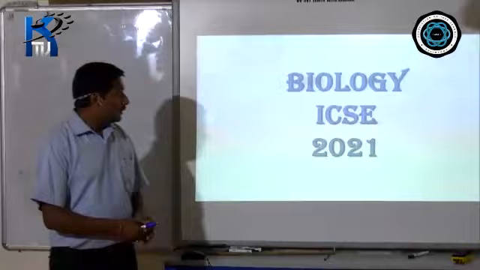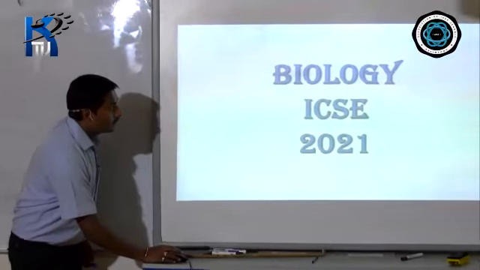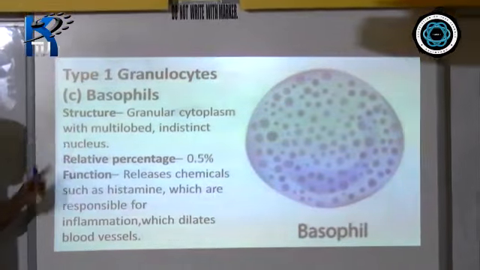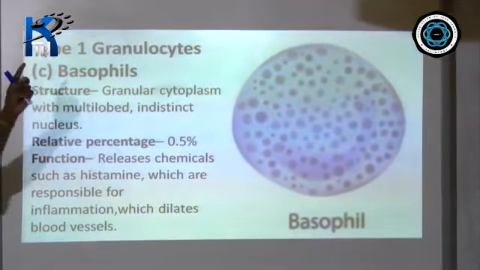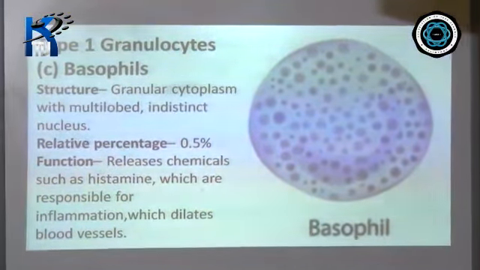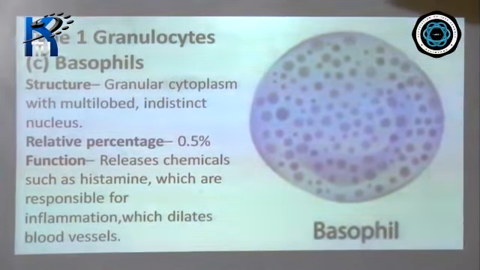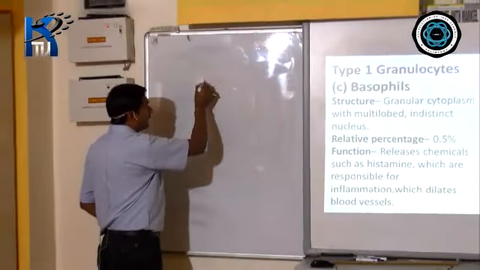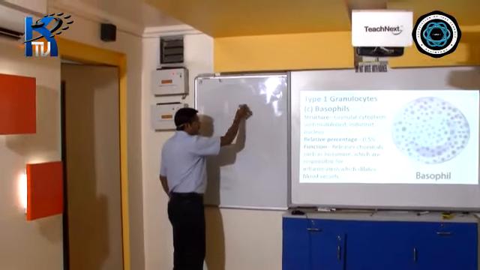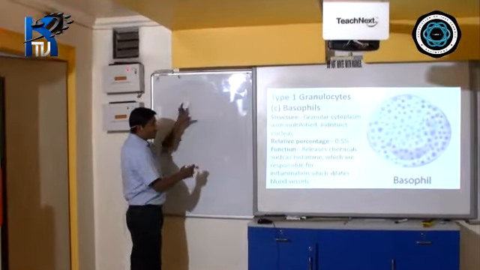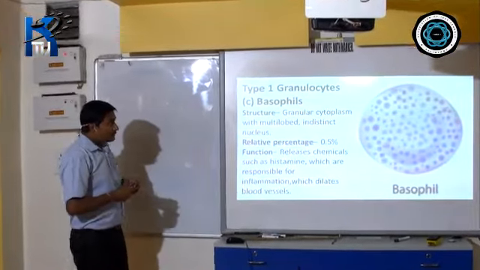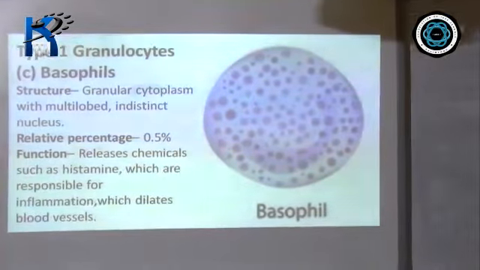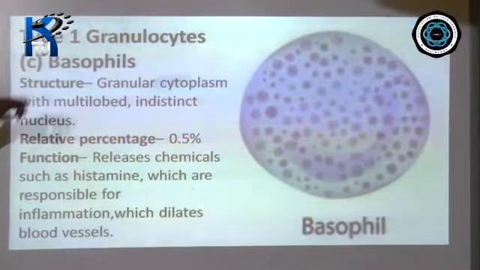Hello everyone. We'll be continuing with the circulatory system, and we were dealing with the granulocytes. So again, when I say granulocytes, you have to understand that the WBC has a cytoplasmic layer. Granule-like structures are present outside. That is why they are called granulocytes. So we have already finished neutrophil, eosinophil, now basophil.